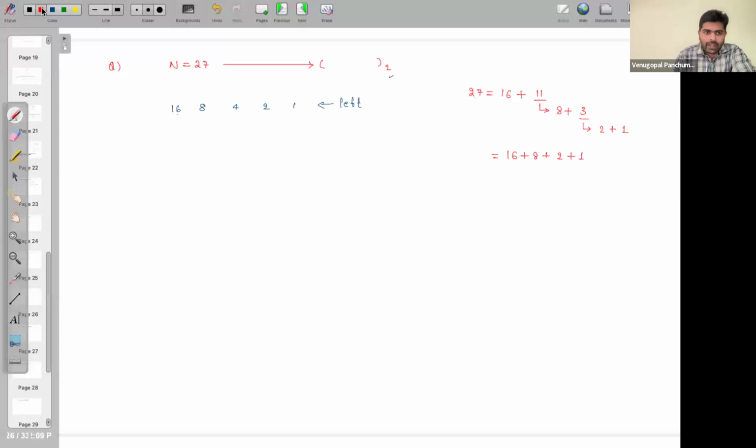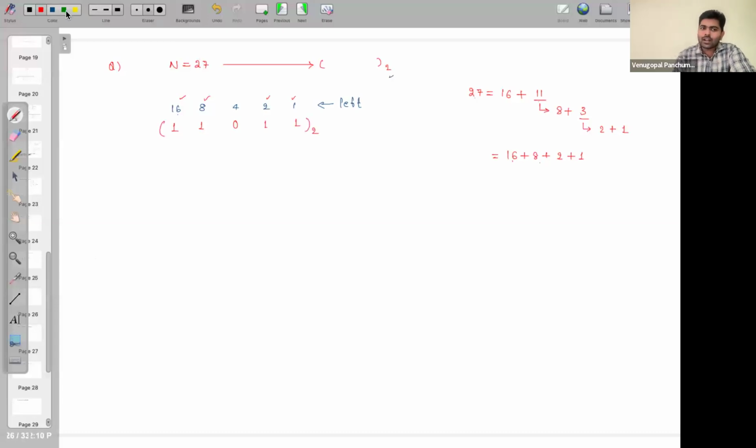Okay. Now wherever 16 is present, I will put 1 here. 8 is also there, I will put 1 here. 4 is not there, I will put 0 here. So 1 and 1. Wherever these are involved, I will put 1 and at the remaining places I will put 0. Now this is your answer in base 2.